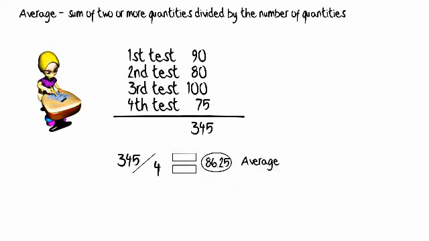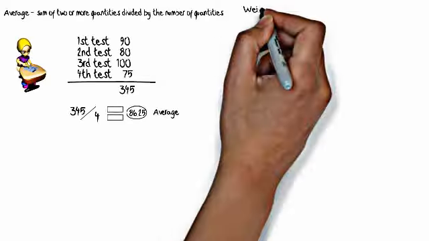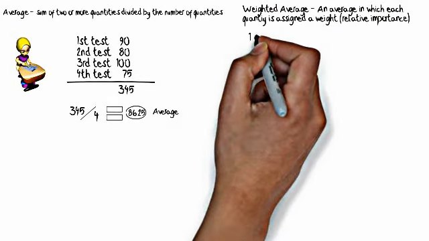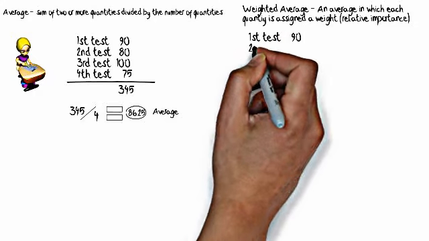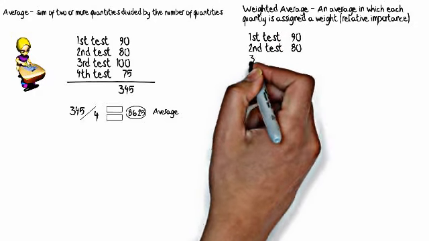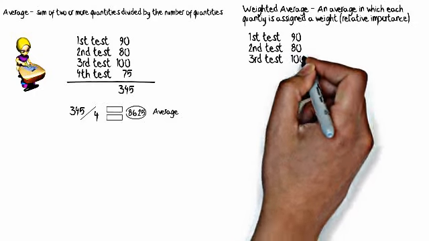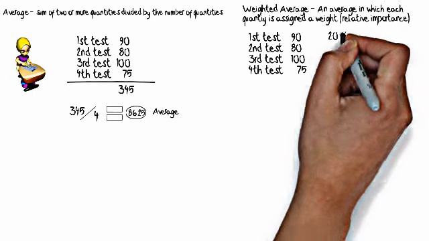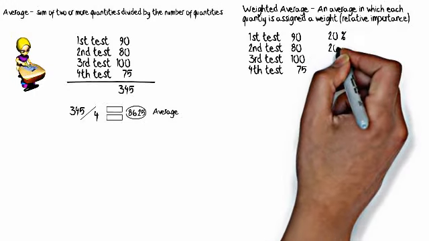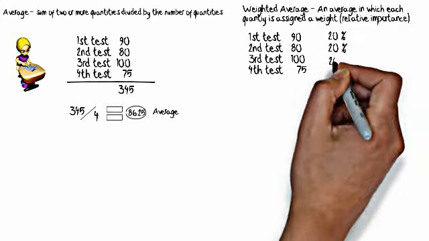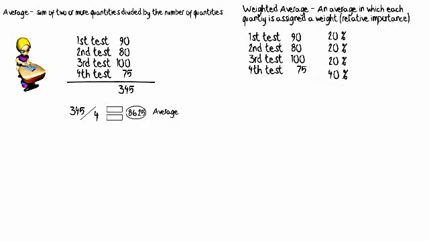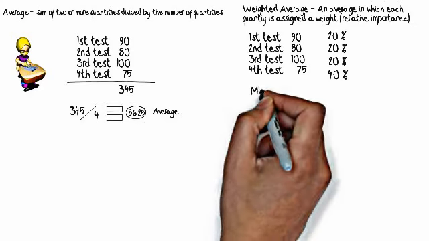Now that's just a standard average. There's another way to get an average, and it's called a weighted average. A weighted average is an average in which a quantity is assigned a weight, or relative importance. So if we take the same 4 test scores, we assign a percentage value for each of those. 20% for the first test, 20% for the second test, 20% for the third test, and 40% for the fourth test. We've assigned a weight to each test.